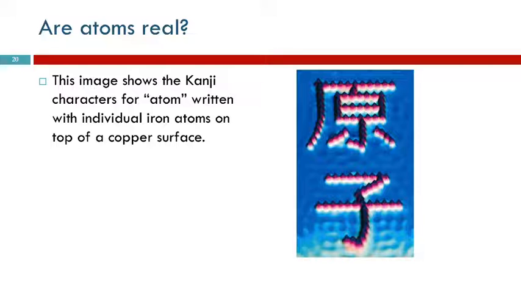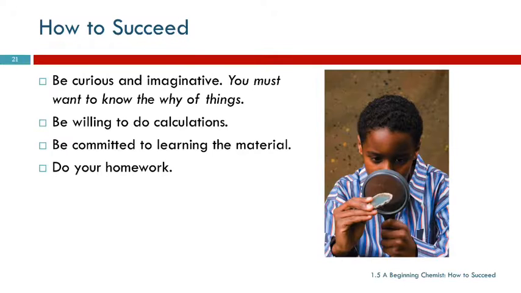So atoms are really small. How do we know that they're real? Well, here's a picture of atoms. It's not a very clear picture, but this shows the Japanese kanji characters for atom written with individual iron atoms on top of a copper surface. The purpley little cone things here are the atoms, and the blue is a smooth copper surface. There's a really cool video that shows how they do this, but I don't think we have time to look at that right now.